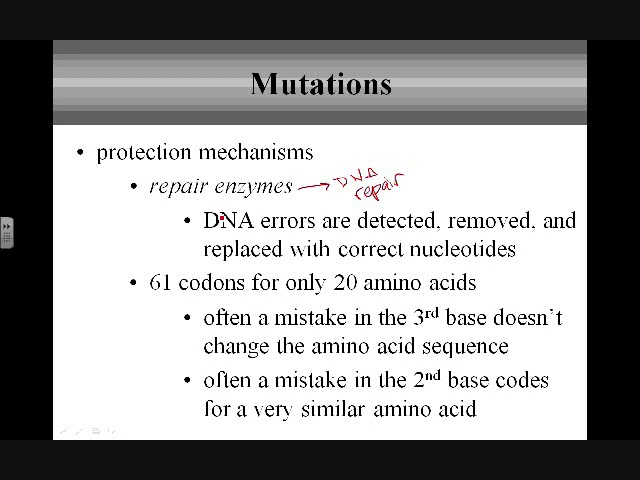In addition, there are actually 61 codons that exist for only 20 amino acids. Obviously, that means that many of our amino acids have more than one codon coding for them. You know, like we've got doubles and triples of codons that code for the same amino acid. If a mistake is in the third base in a triplet, oftentimes it doesn't change the amino acid sequence. And a lot of times, if it's in the second base, it's coding for an amino acid that's substantially similar to what it should have been.